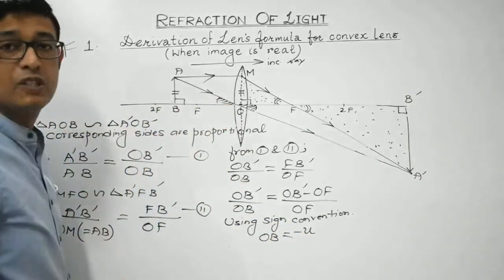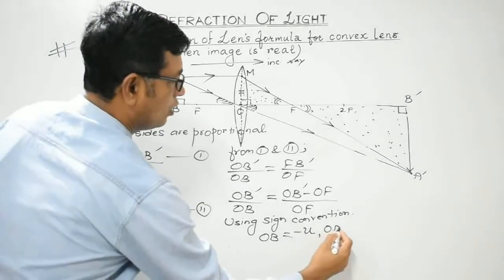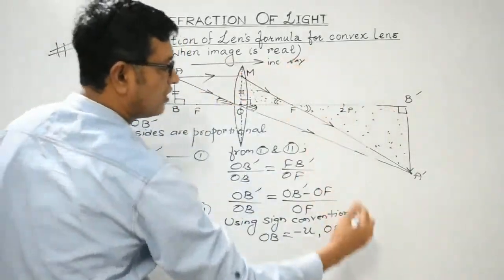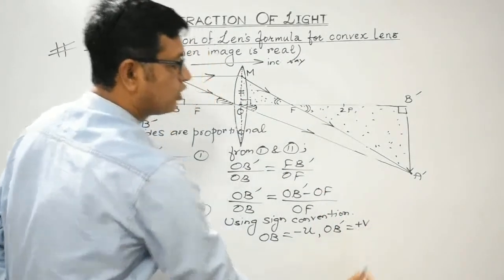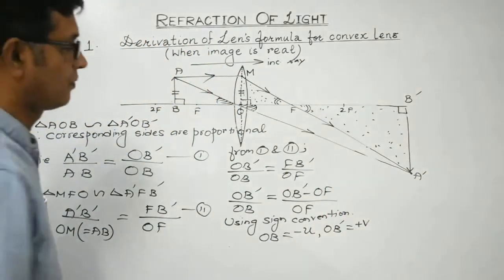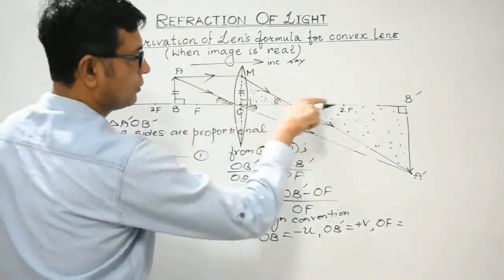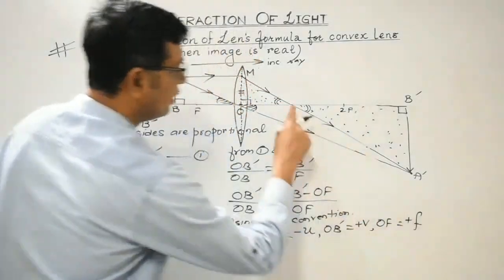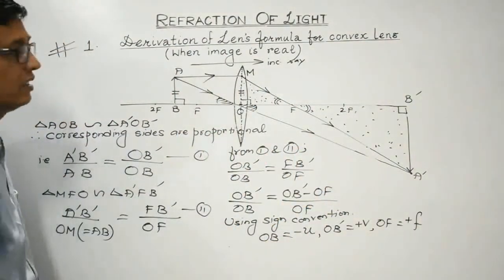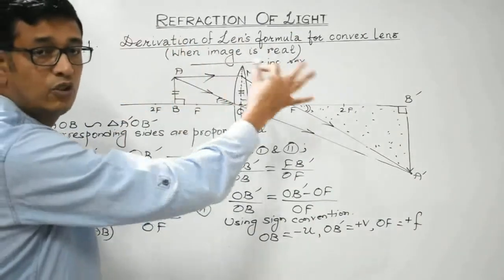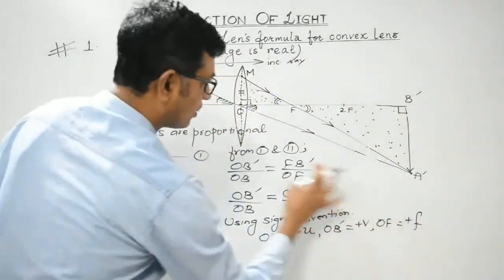OB, it's the object distance. OB dash is measured along the direction of the incident ray, and whenever the image is real in case of lens, it would be positive. What about OF? Focal length of convex lens, OF, that's positive. Plus F. This is the real focus. Real means positive, right? OF is measured along the direction of the incident ray, that is from left to right. Now students, let's substitute these values.